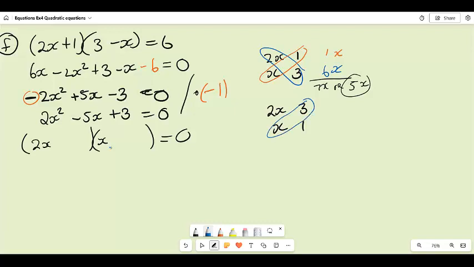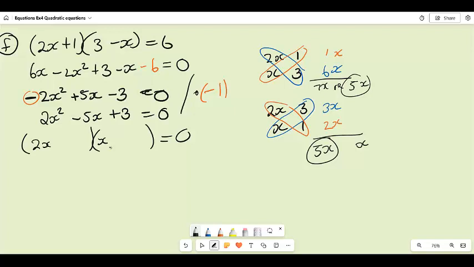X times 3 is 3x, and 2x times 1 is 2x. And again, if I add or subtract, if I add, I get 5x. If I subtract, I get 1x. And again, there's the 5. So I've got two options to get that 5x, but I want a positive 3 in the end. So let's look at the signs.